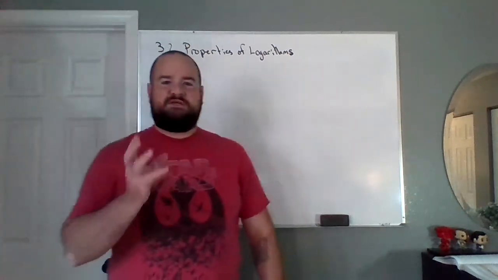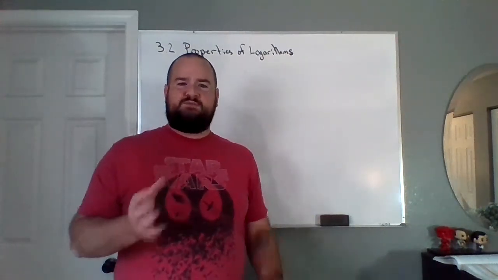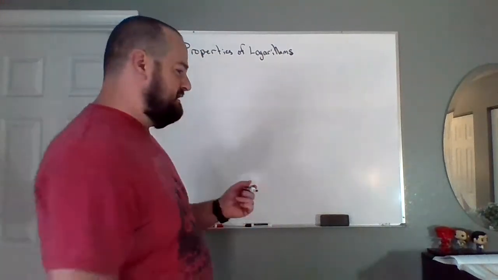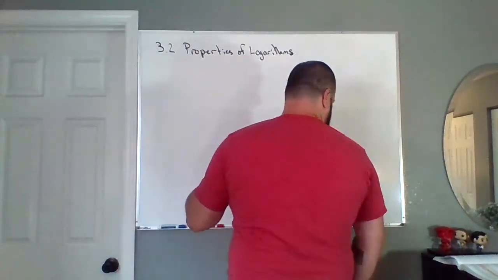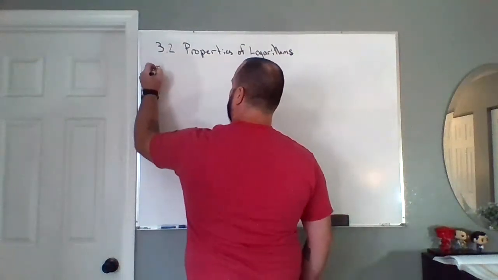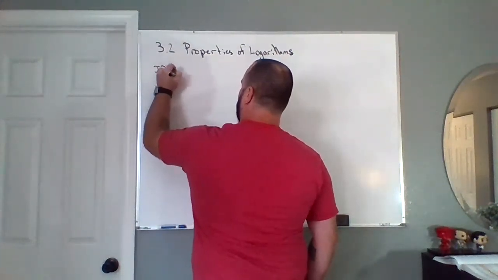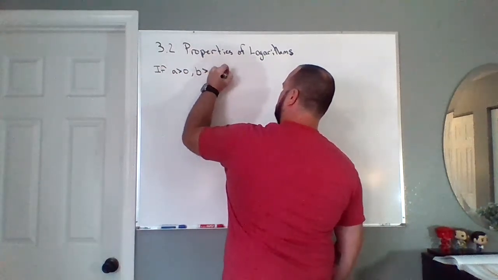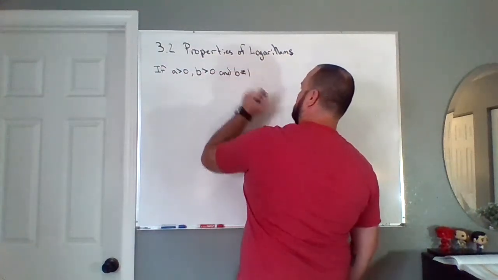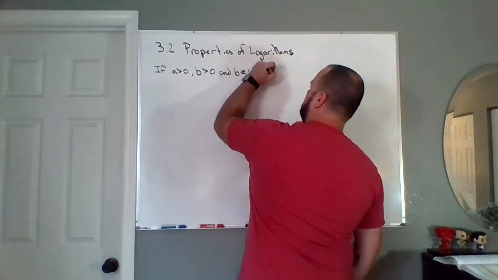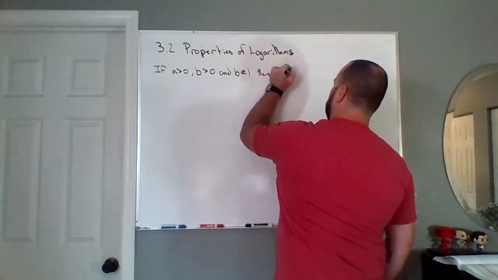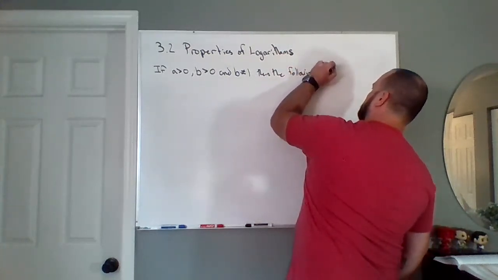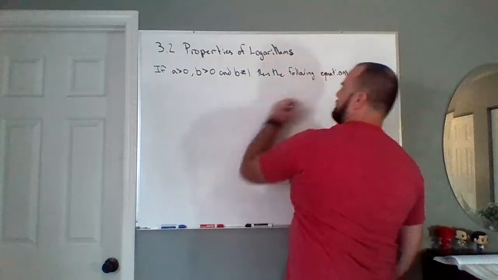So first I want to define this really nice relationship. We kind of saw it in 3.1, and we're going to nail it down exclusively. So very simply, if a is greater than 0, b is greater than 0, and b does not equal 1, then the following equations are equivalent.